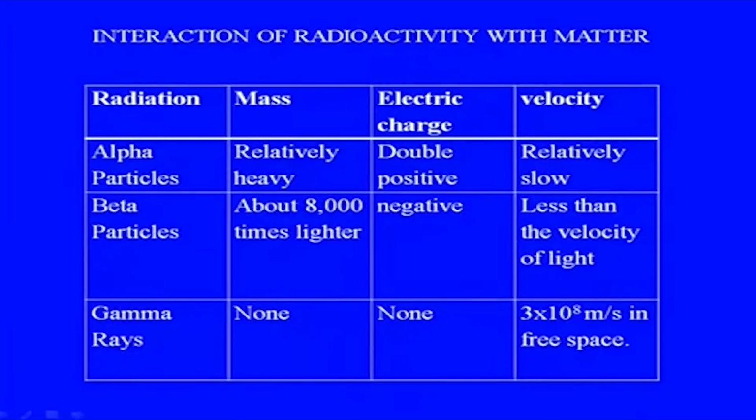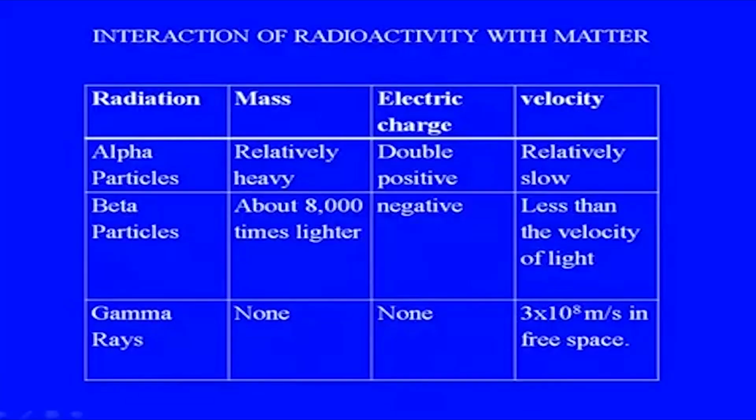Now, let us move on to how this radioactivity interacts with matter. That is a very important part, because that is how detection will be done, and that is how you will understand why certain radioisotopes with particular emissions are not used and some are used. Like I said, alpha particle emitters are not so much used and beta emitters are frequently used. So, let us go one by one.